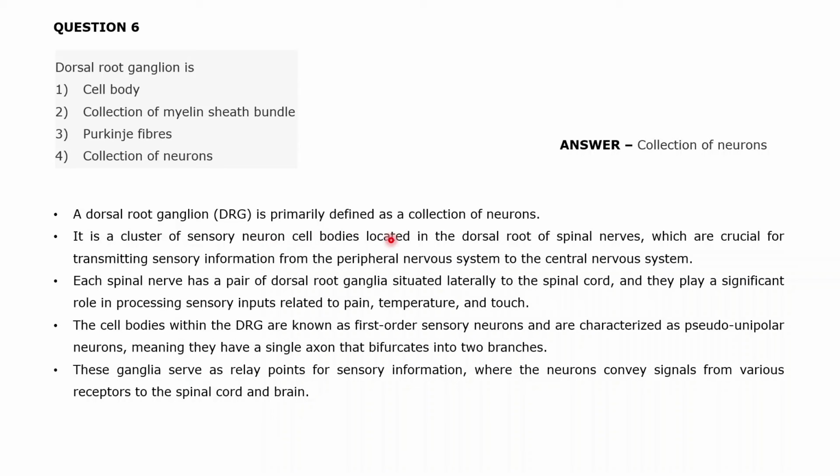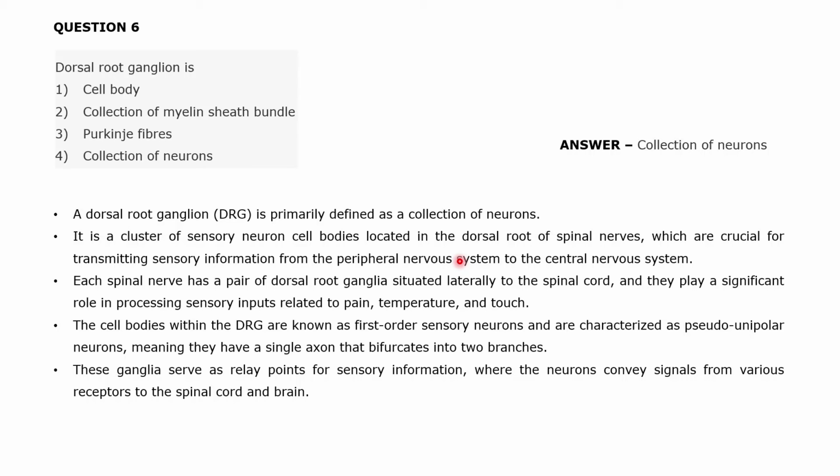It is sensory in function, located in the dorsal root of spinal nerves, which are crucial for transmitting sensory information from the peripheral nervous system, because the spinal cord actually forms a part of the peripheral nervous system, right? So this dorsal root ganglion is present at the spinal cord, so it is a part of the PNS, that is, the peripheral nervous system.